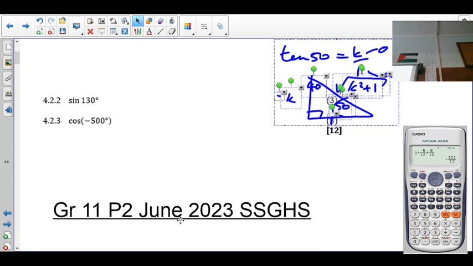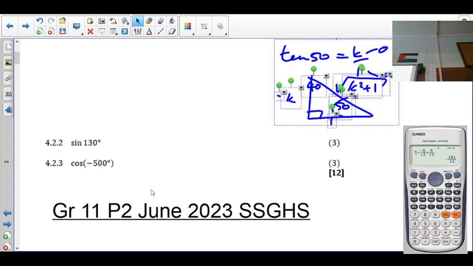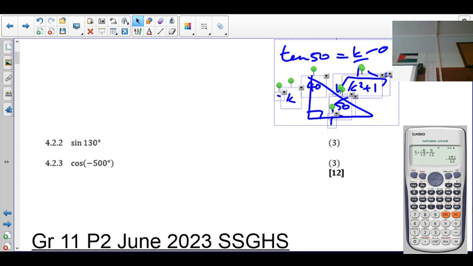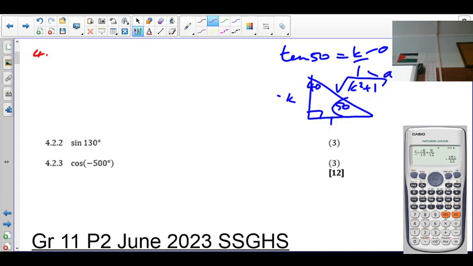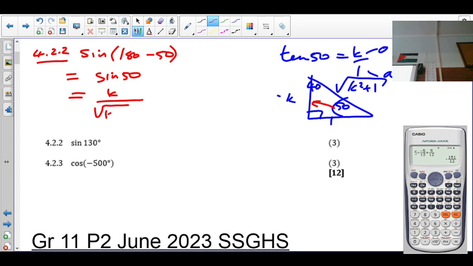Let's look at the next one. You've got sine of 130 degrees. So sine 130 is in which quadrant? Second quadrant. How do you get in the second quadrant? It's either 90 plus 40 or 180 minus 50. Is sine positive or negative in the second quadrant? Positive. So it's the sine of 50. So sine is opposite over hypotenuse. So it's going to be k over the square root of k squared plus 1.